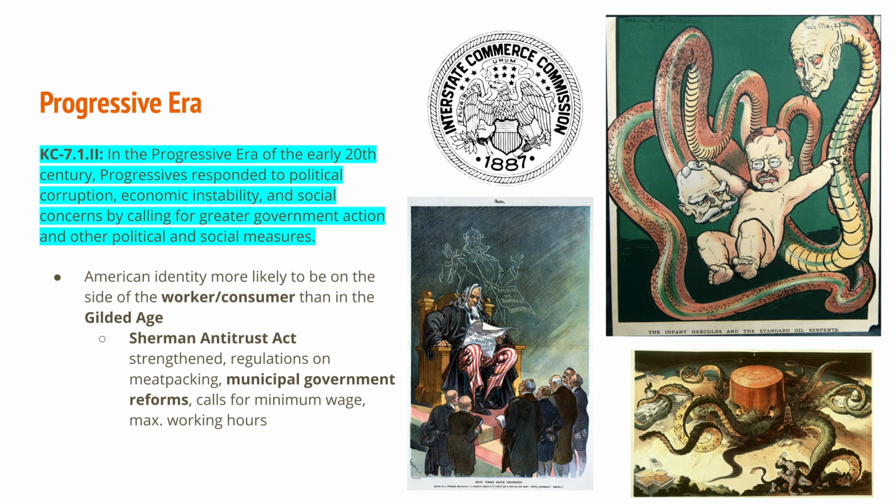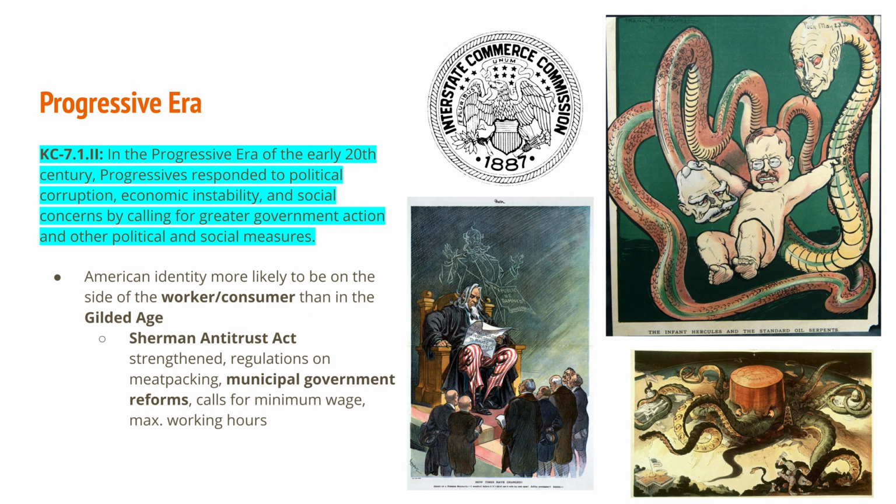Now, in the early 20th century, there are regulations and legislation that is being strengthened to tear apart those monopolies and trusts and horizontally integrated companies that had been gouging their consumers, their customers, for every last cent. So that's the Sherman Antitrust Act. There's regulations on the meatpacking industry. The FDA is created. There's municipal government reforms to try and root out corruption in city governments.